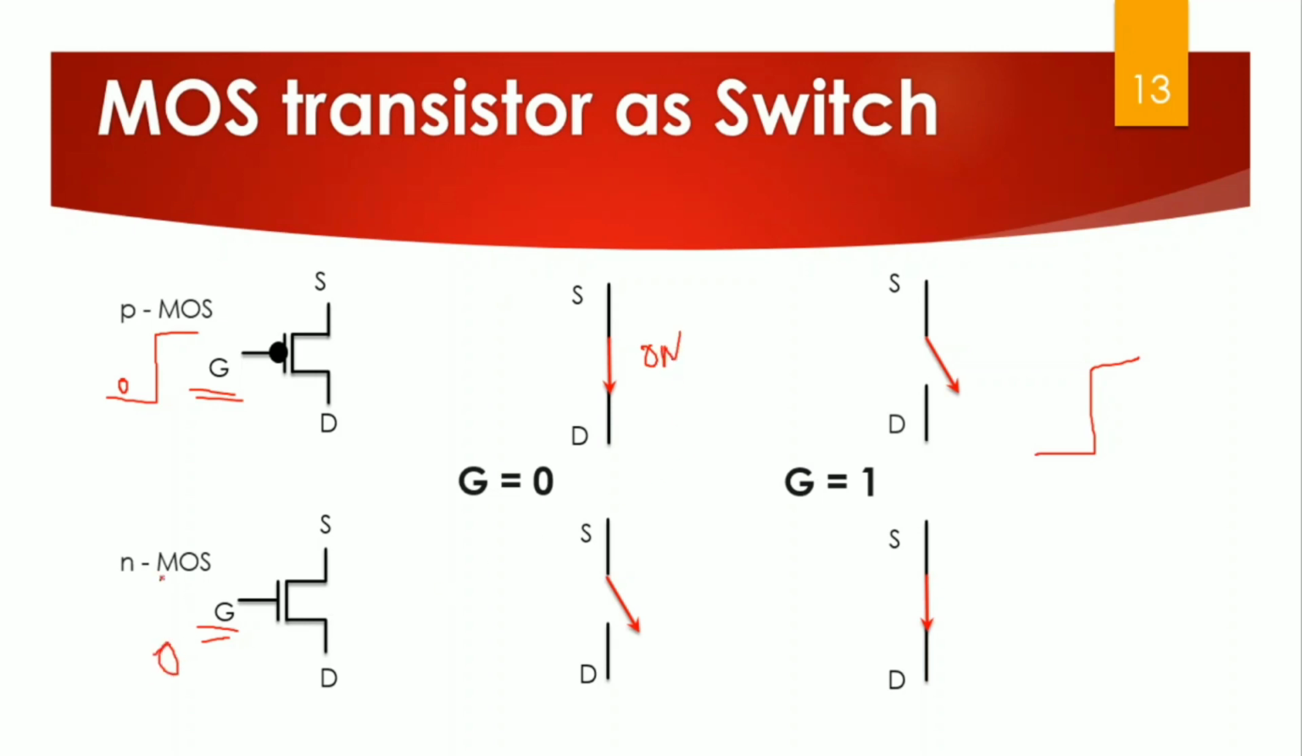When I give 0 to gate for the NMOS, it will turn off the device. That is, whatever you give to source, it will not be given to drain. Whereas in PMOS, whatever you give to source, that will be conducted to drain. Next step, I will give 1. So I will give 1 to gate of PMOS, then it will turn off the device. When I give 1 to NMOS, it will turn on the device. So this is how MOS transistor will work as a switch.